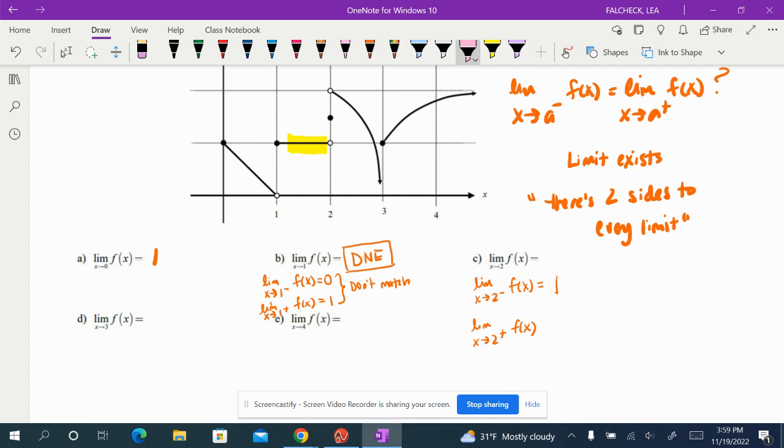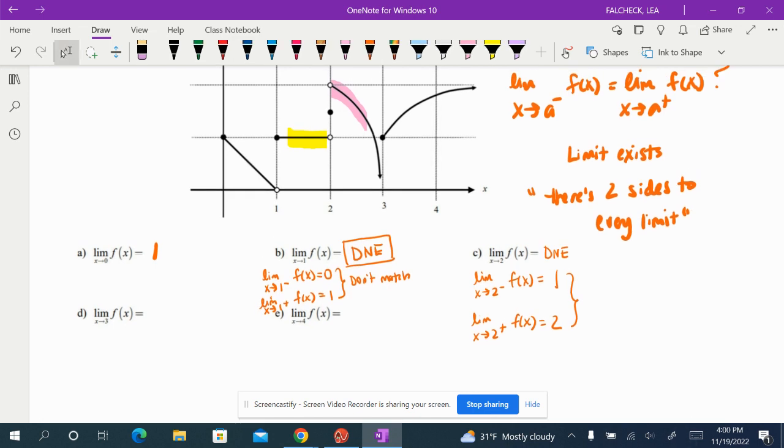Then I'm going to look at the limit as x approaches 2 from the right. So now I'm coming into 2 from the right-hand side, and it looks like the y value that we're trying to get to is 2. So since 1 and 2 do not match, we would say the limit does not exist.